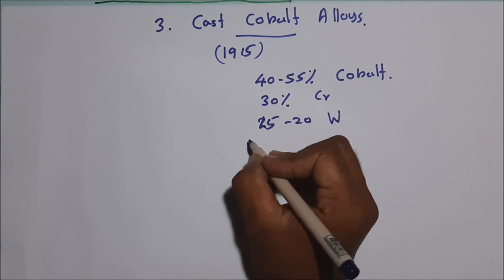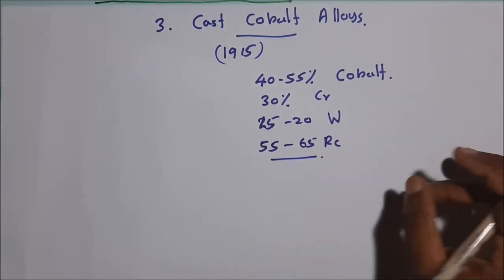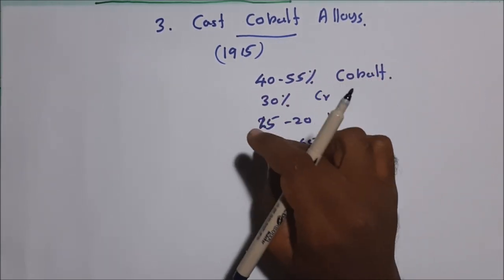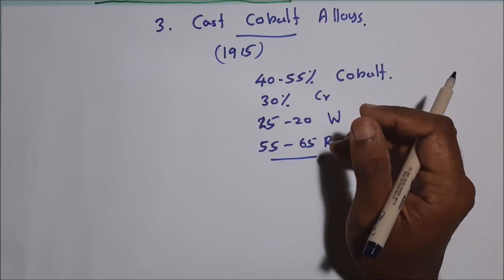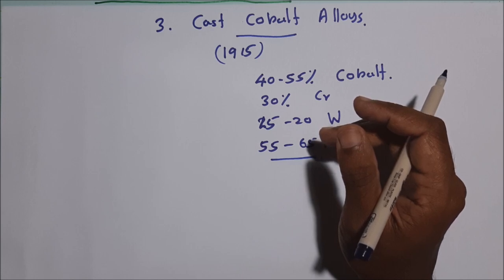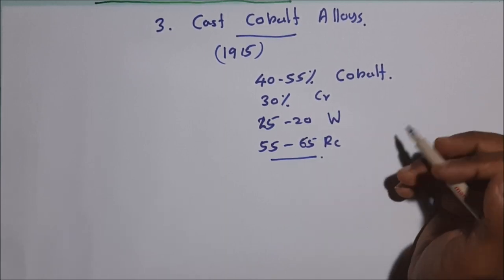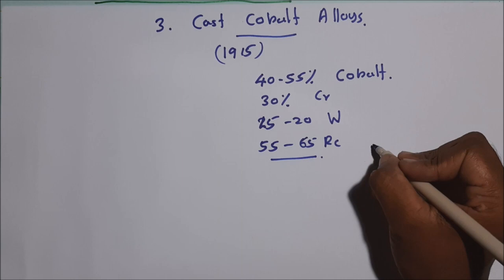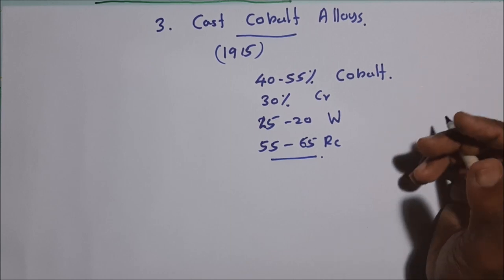It can give a Rockwell hardness number around 55 to 65, and this range varies according to the alloying composition. The important property is that it can give higher hot hardness compared to high carbon steel tools and high speed steel tools. So it can cut material at higher speed than the HSS tool.